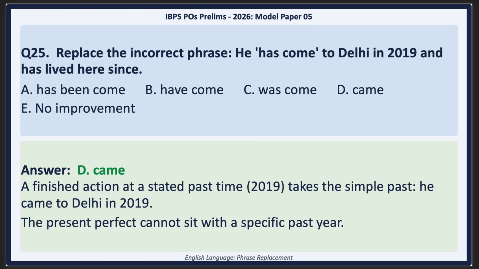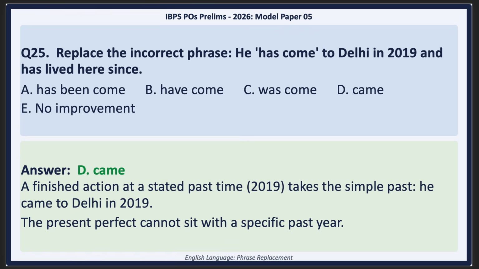Let's provide a robust evaluative framework for this. The sentence contains a stated specific time in the past, the year 2019. When an action is completely finished at a specific past time, it mandates the use of the simple past tense. The present perfect "has come" cannot sit alongside a specifically stated past timestamp. Because the timestamp neutralizes it. Precisely. The simple past "came" neutralizes the grammatical ambiguity. That is such a clean rule to remember. If there's a timestamp, use the simple past.